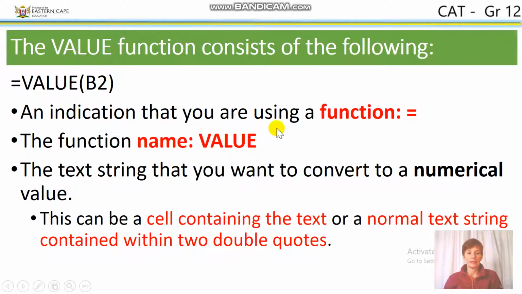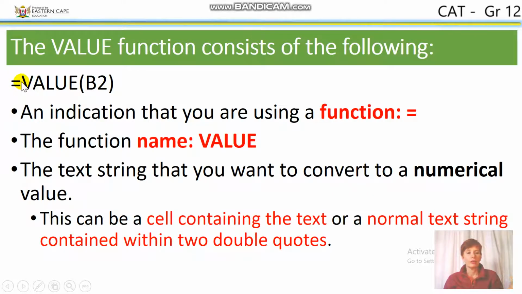It will be indicated that you're using a function because it starts with the equal sign. Then the function name, in this case, which is value. And then the text string that you want to convert to a numerical value. Sorry, I'm getting confused here.